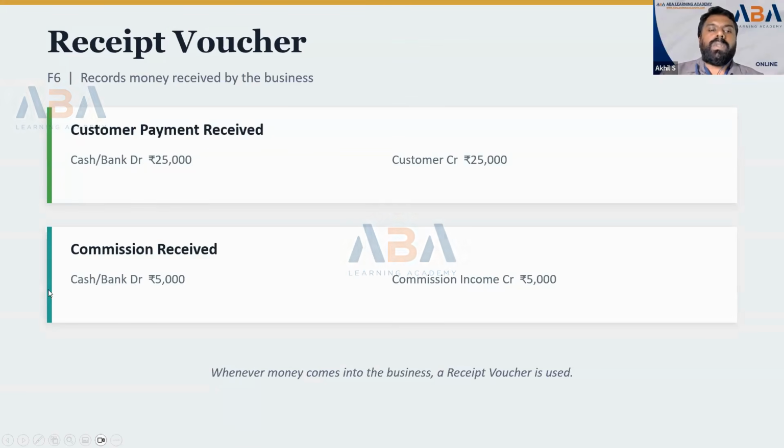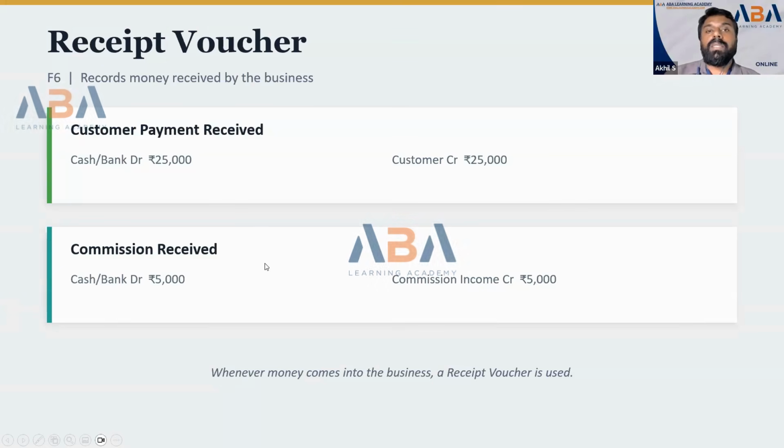And next is commission received. This also you are receiving money. You are debiting cash or bank and you are crediting the income. In this scenario, you must use a receipt voucher to post the transaction. So here you can see, whenever money comes into the business, a receipt voucher is used. A few examples: customer payment received, commission received.